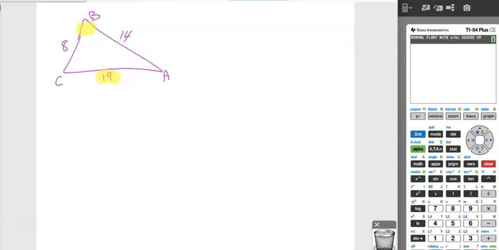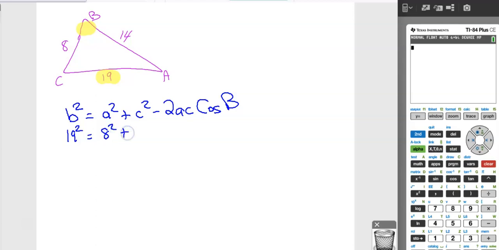We're going to use the formula b squared equals a squared plus c squared minus 2ac cosine of angle B, since we're trying to concentrate on B. Let's plug in the information that we do know. We know b squared, that's 19 squared. We know a squared, which is 8 squared, and then c squared would be 14 squared. And then minus 2 times a times c cosine of angle B. We don't know angle B.